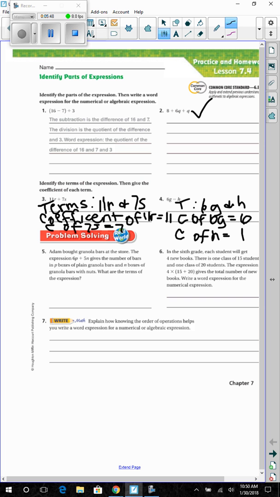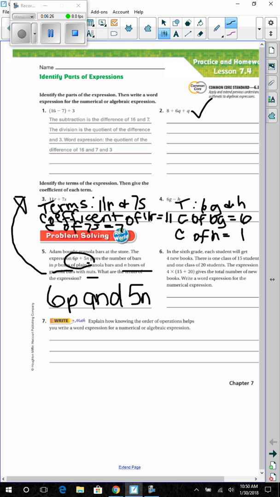Problem solving. Adam bought granola bars at the store. The expression 6p plus 5n gives the number of bars in p boxes of plain granola and n boxes of granola bars with nuts. What are the terms of the expression? So let's look up at the problem, 6p plus 5n. And we're going to refer back to how we did this. Look at the terms. So the terms would be 6p and 5n.